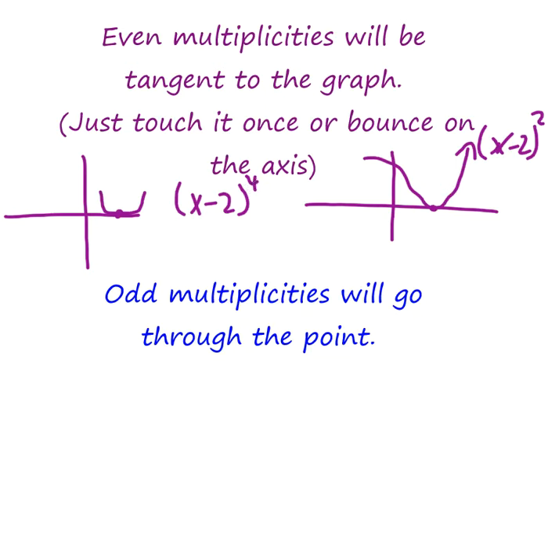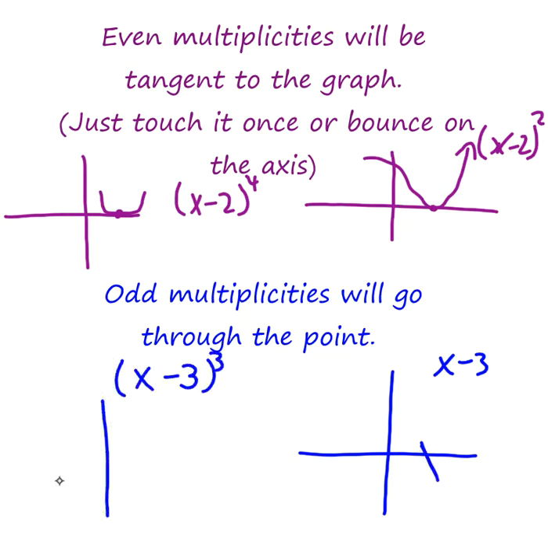Odd multiplicities are going to go through the point. So if you have like x -3, it's going to go through kind of linearly. If I have x -3 to the 3rd as one of my powers, at this 3, it's going to kind of go through and flatten as it goes through.